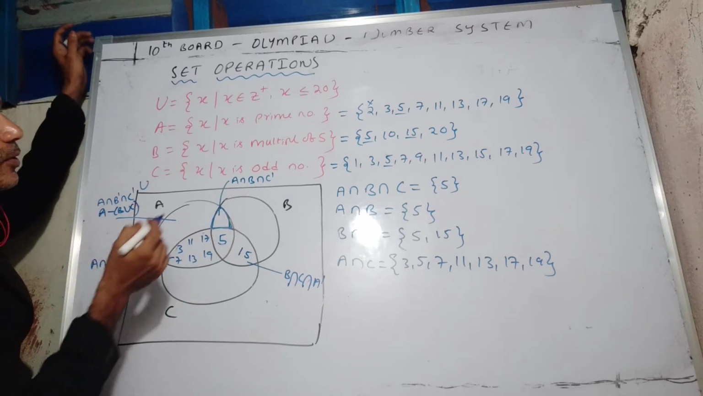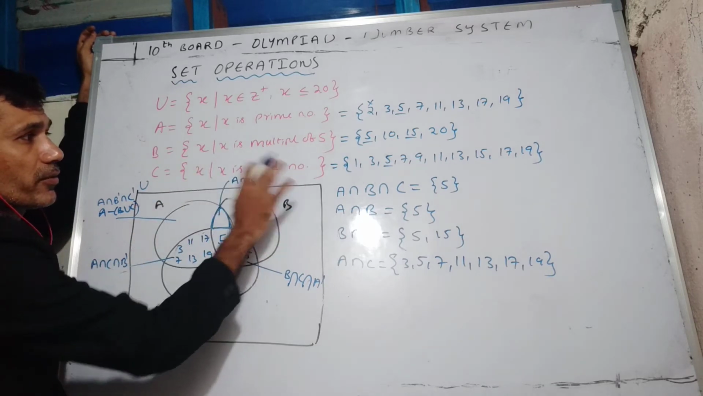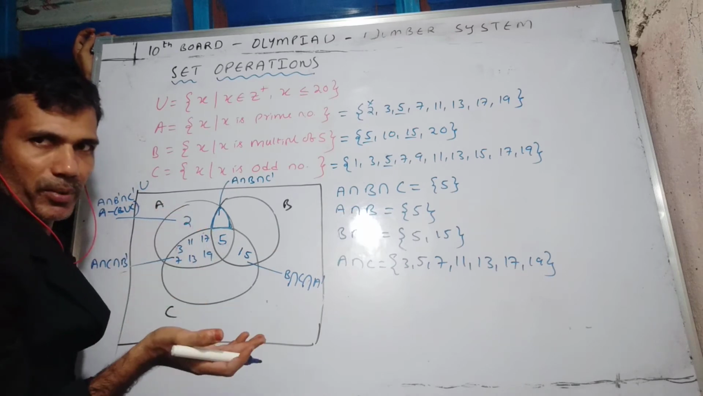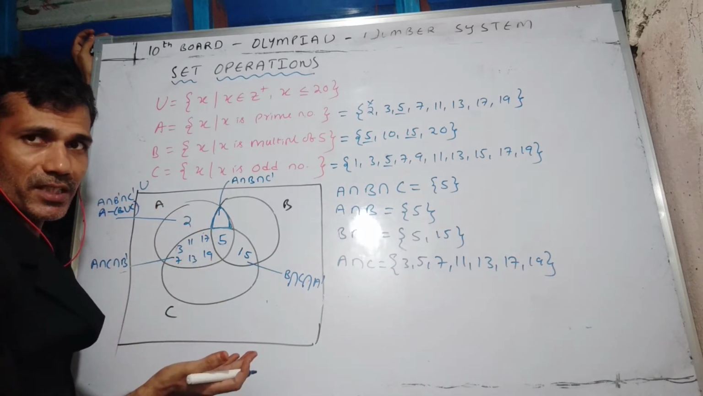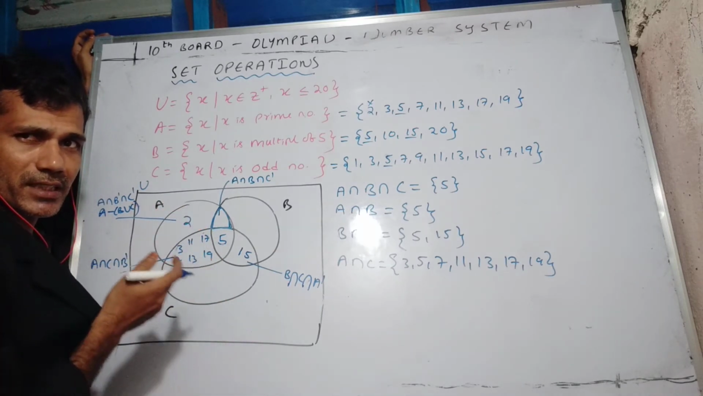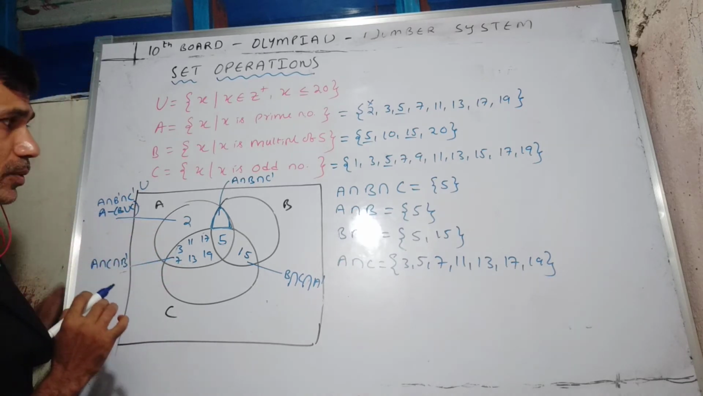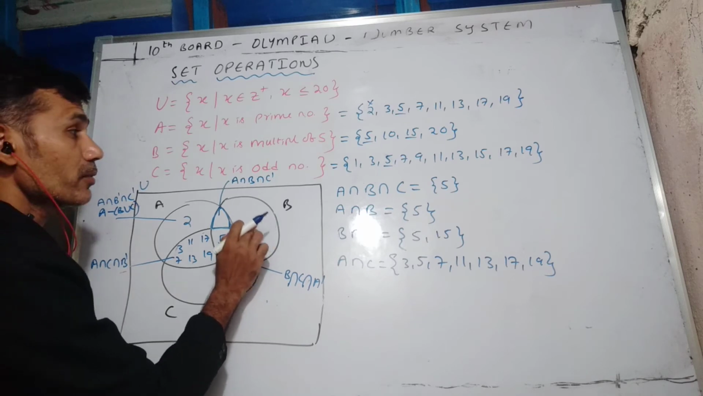Like that, we want prime numbers only, but not multiples of 5 or odd numbers. Only one possibility is 2. 2 is the only even prime number. That is the counter example for C. All prime numbers are odd numbers except 2. 2 is the even prime number. That is over.